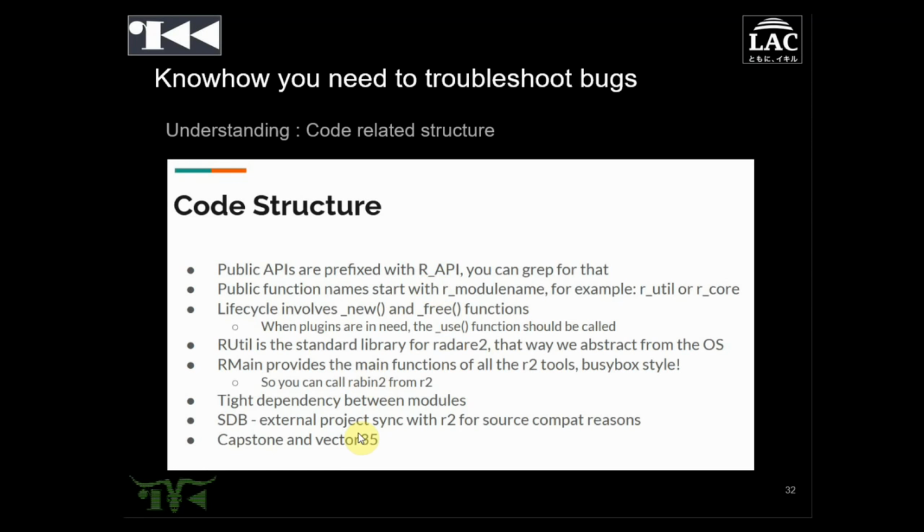And the most important part is that there are external projects synced with R2 for source compatibility reasons. So you have to be careful to seek out which one is actually the source of the bug. And there are also Capstone and Vector35 for binary parsing. It may be one of them becoming the source of the bug too. So it's a really difficult decision to decide which one is to be fixed and which one is really responsible for the fixing.